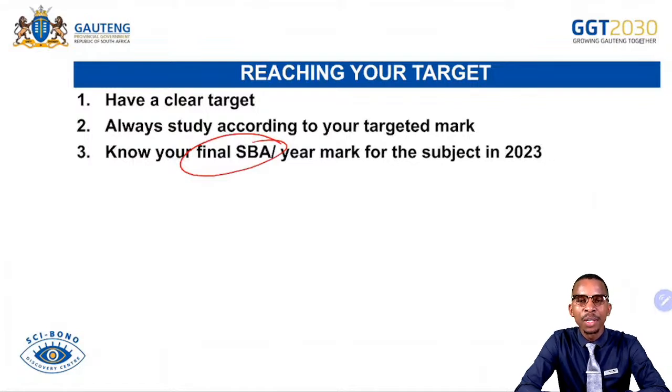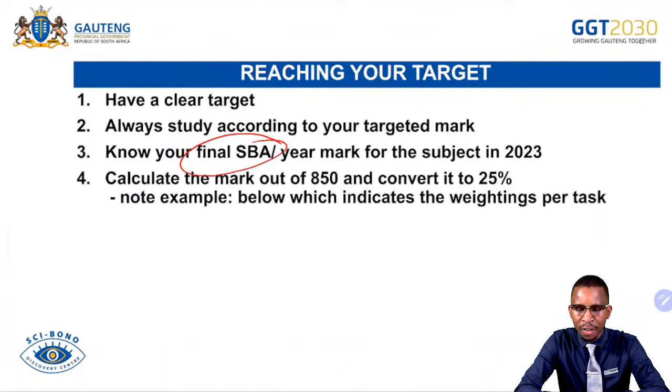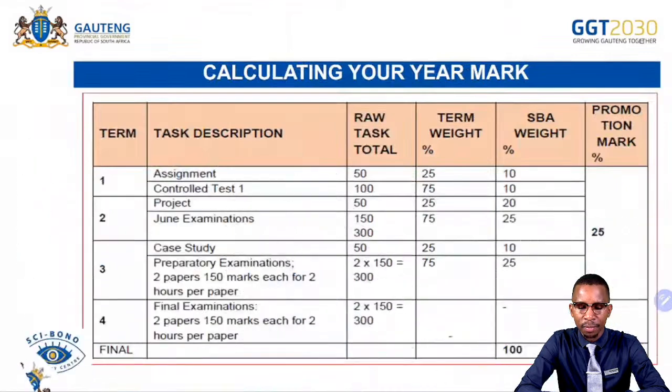But if you don't know it, then you will just behave as if everything is normal, while there are things that are abnormal in your life about economics. Calculate the mark out of 850 and convert it to 25%. Note the example below, which indicates the weightings per task. So this indicates how marks are allocated.